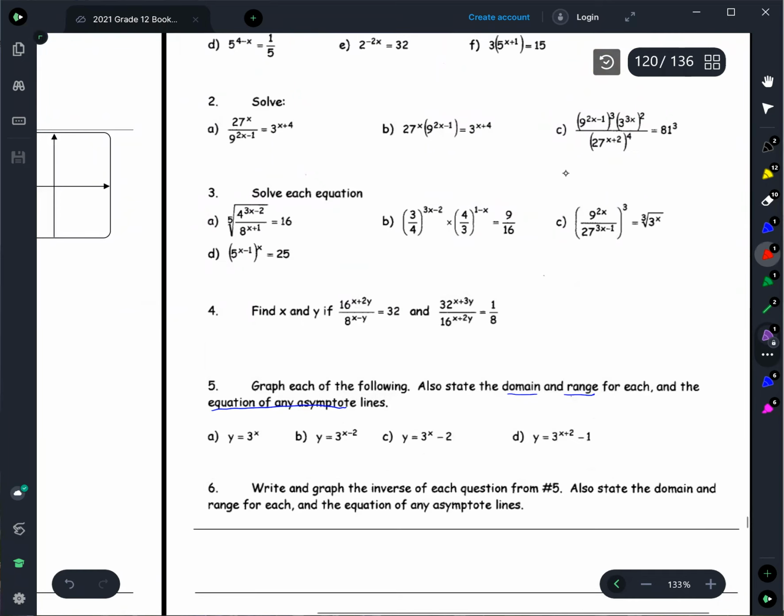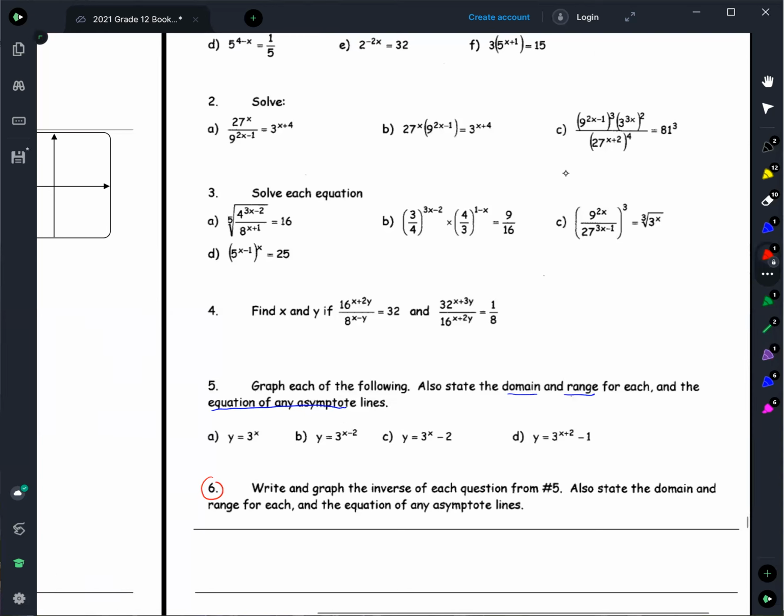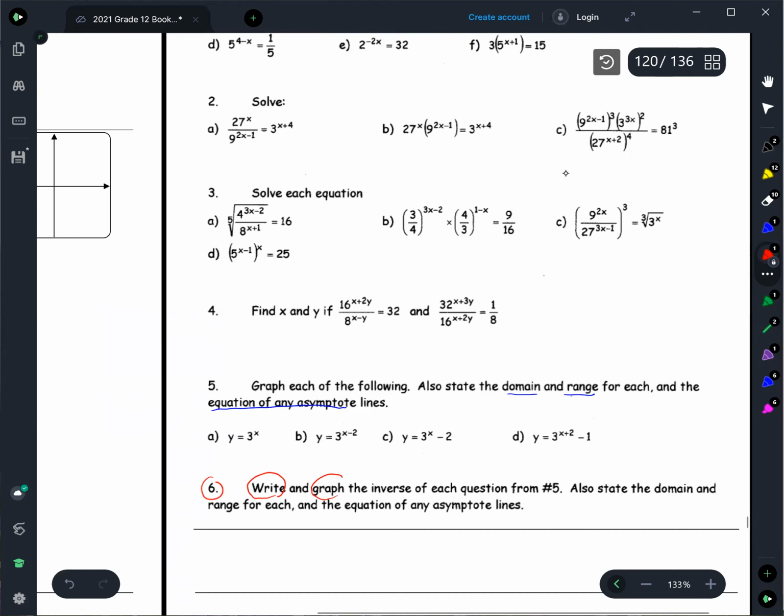Number 6 basically covers everything we learned before the break, right? It asks you to write and graph the inverse of each of them from number 5. Number 5 is talking about this one. Here you have 4 functions, and these ones are all exponentials.